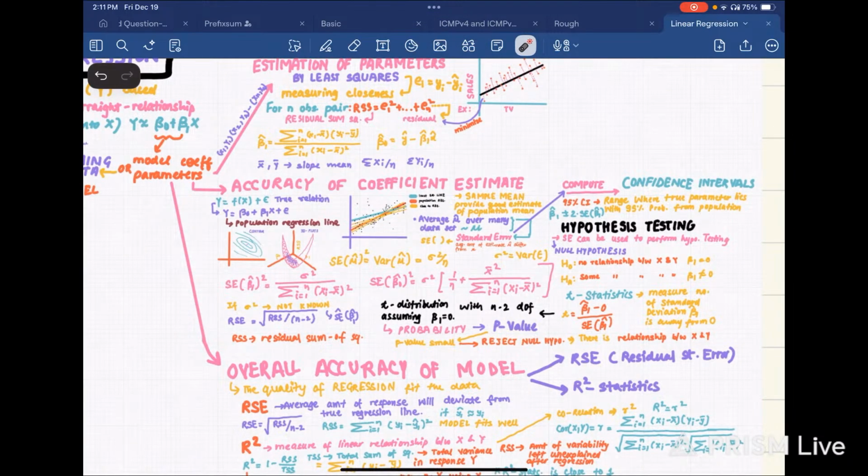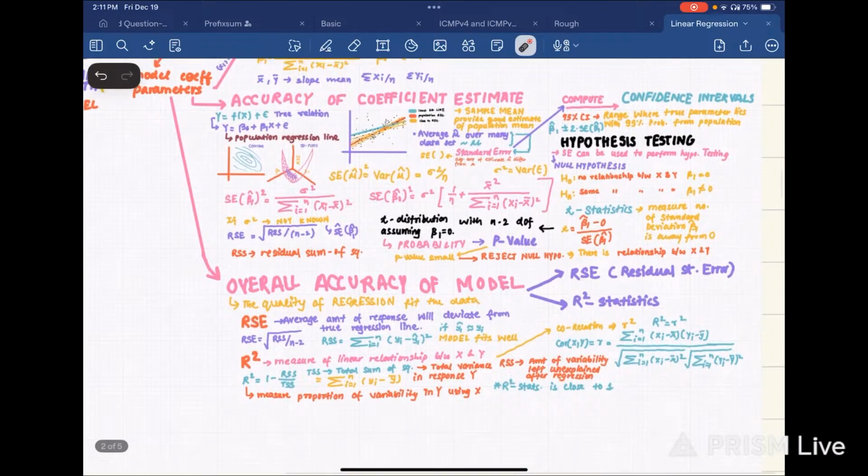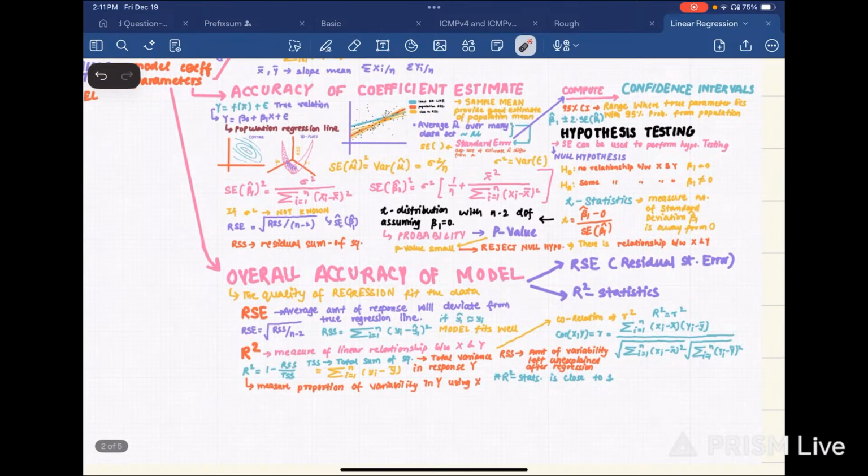We will take a break over here. After this we will look at the distribution and the overall accuracy of the model, how we calculate it using RSE and R-squared statistics.